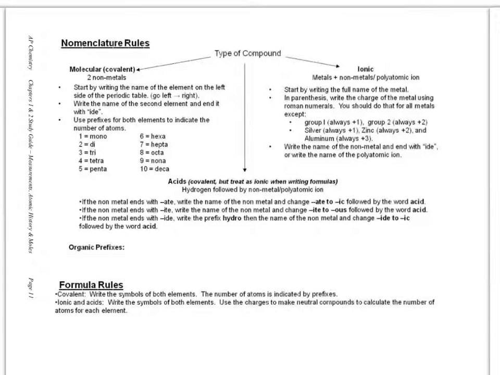So for example, carbon monoxide would be CO. PCl5, for example, would be phosphorus pentachloride. H2O would be dihydrogen monoxide, and so on.